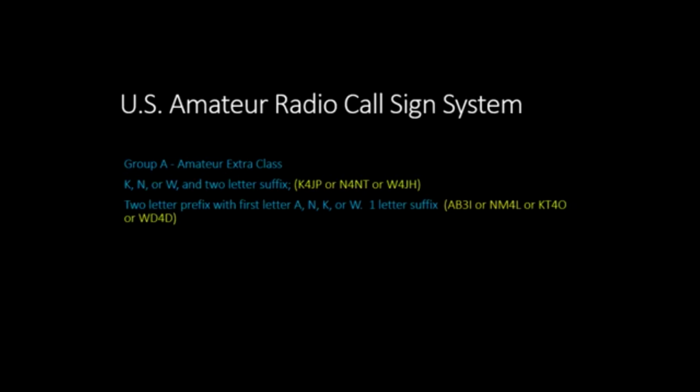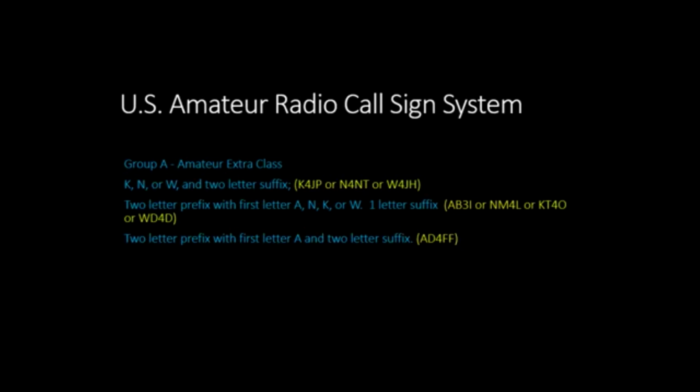You're eligible for a 2-letter prefix with the first letter being A, N, K, or W, and a 1-letter suffix. So here's some examples of those call signs. Ben back here is KT4O. We have AB3I in our club. A couple other people that I know. This is a local guy right here, WD4D. I think that was a pretty neat play on the call sign. Check out his QRZ page. He even addresses how he picked that call sign.